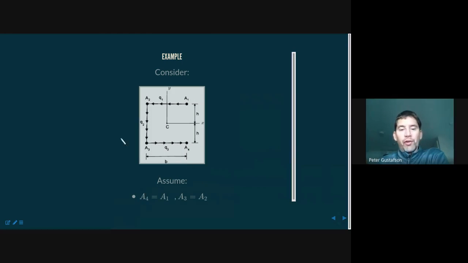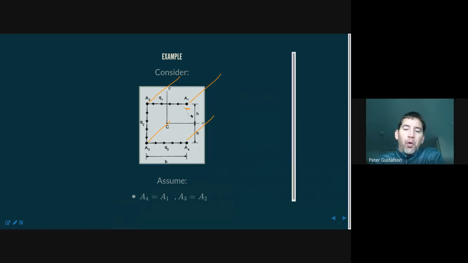So I'm going to do this calculation for this simple cross-section. We're going to say it's a C channel, a load carrying member. It's a beam. It's carrying bending load. Okay, it has four reinforcements that ultimately have areas associated with them.